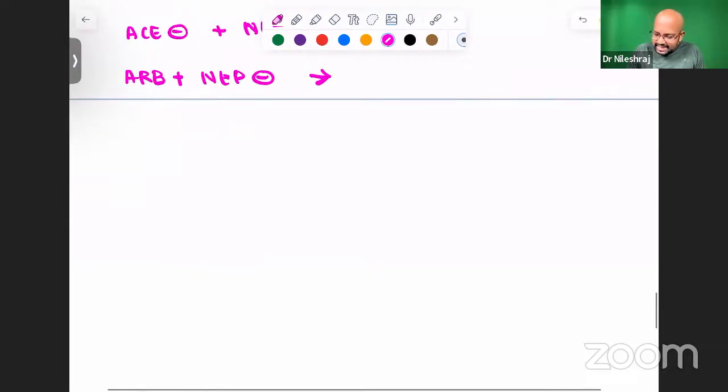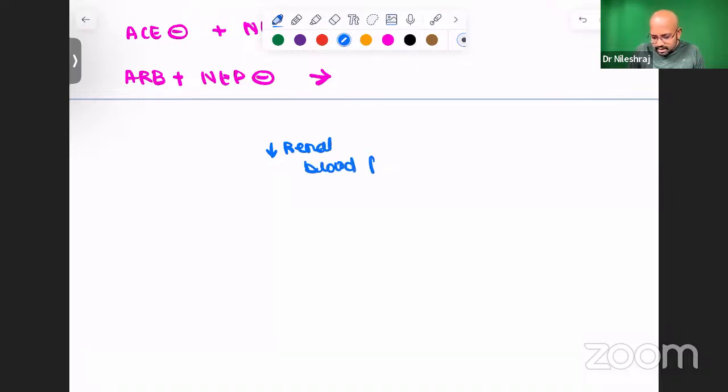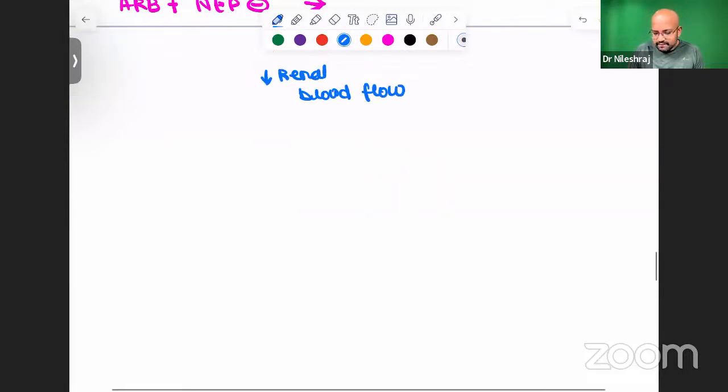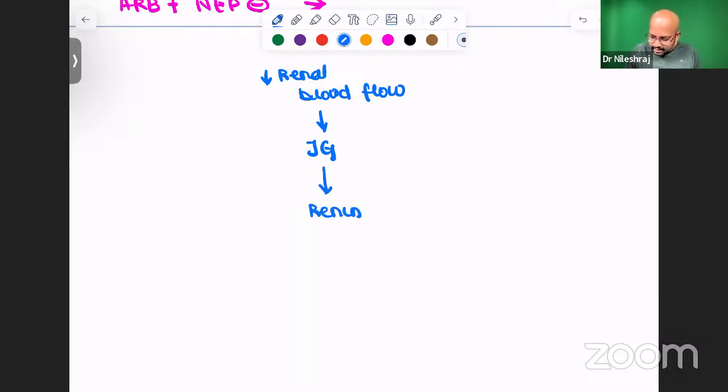What exactly is this ACE inhibitor and what exactly is this ARB? I will explain that in a basic concept. Whenever there is a decreased renal blood flow or blood pressure, the juxtaglomerular cells, juxta means nearby, the cells which are nearby the glomerulus, will get stimulated, which in turn will be releasing renin.